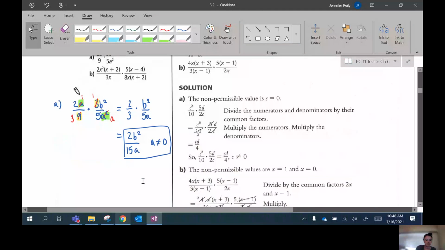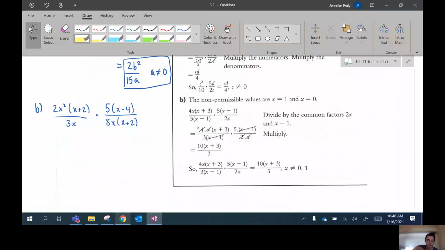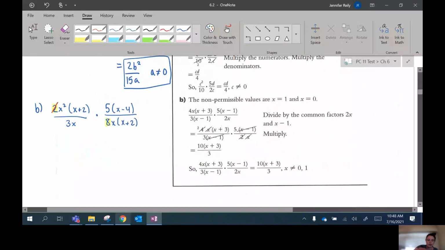Okay, let's try the second question. 2x squared, I'm just going to rewrite it. X plus 2 over 3x times 5. If you feel confident after looking at that first question, feel free to pause here and try this one on your own. So we want to cancel any common terms in the numerator and denominator. I'll do the numbers first. I have an 8 here and a 2 here, so I can divide those by 2. So that would become 1 and 4.